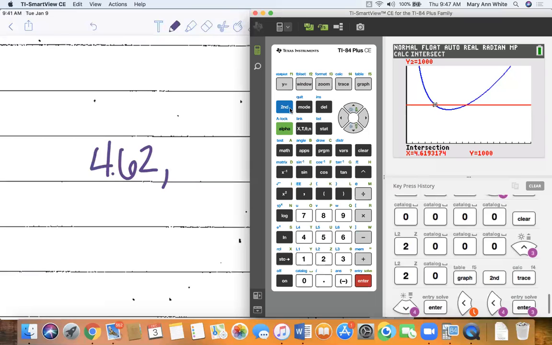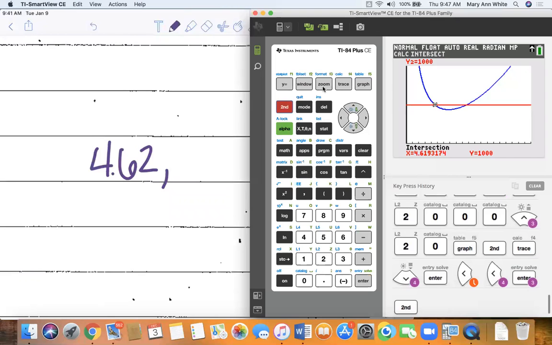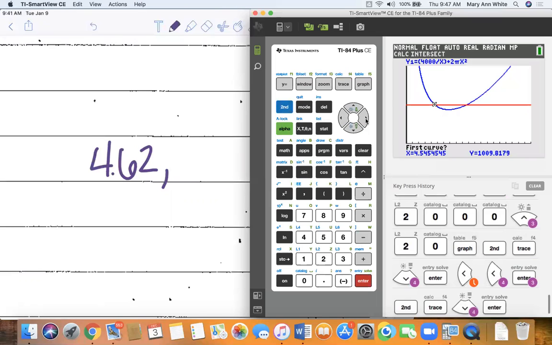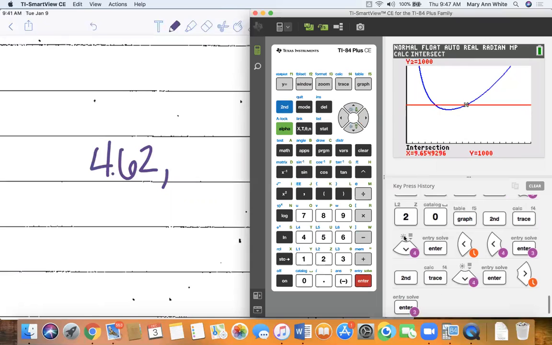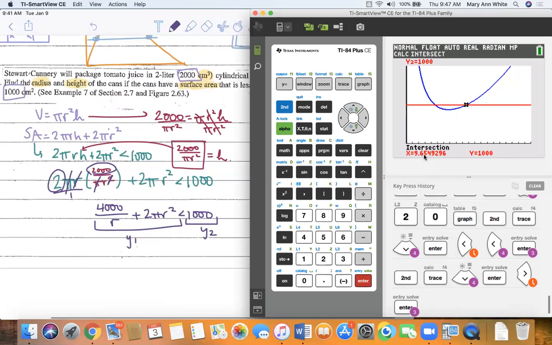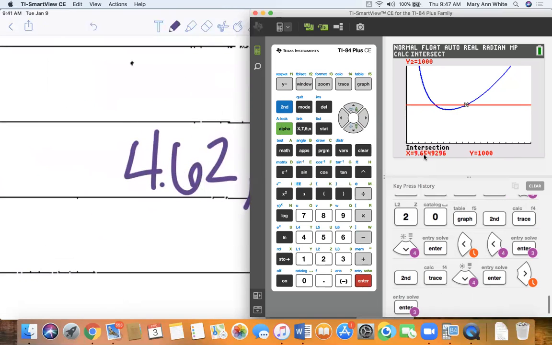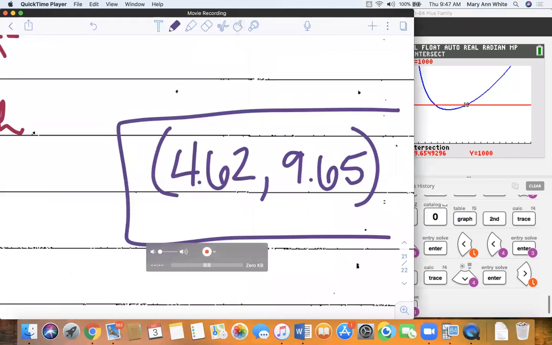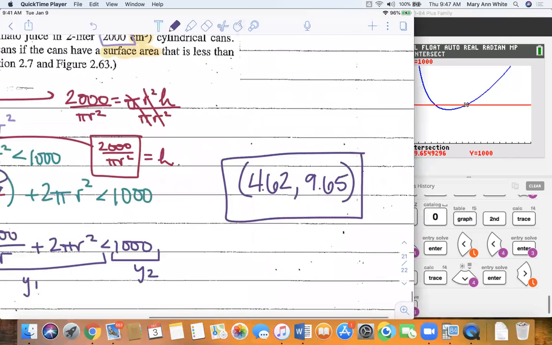And then second trace, other intersect. 9.65. It said less than, not less than or equal to, so I'm putting parentheses around all of that. And again, all my answers were intervals, so that is my interval.